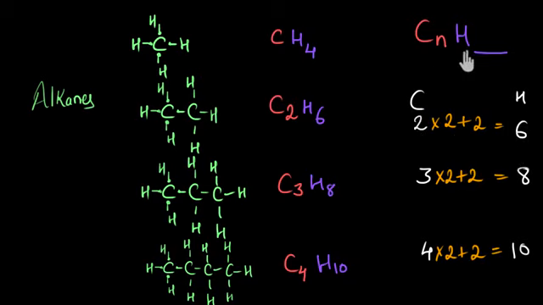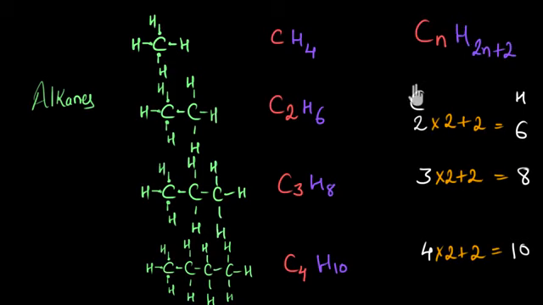So over here our general formula is going to be: if the number of carbon atoms is n, then I'm going to multiply this by 2 first. That will give me 2n, and then I'm going to add 2 to it. This will be the number of hydrogen atoms present. So this is the general molecular formula for the alkane family.